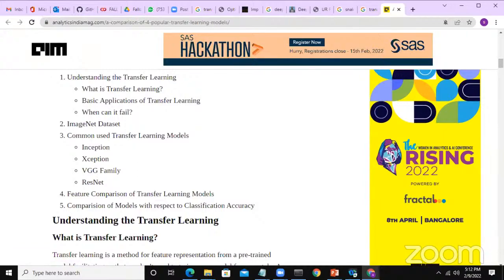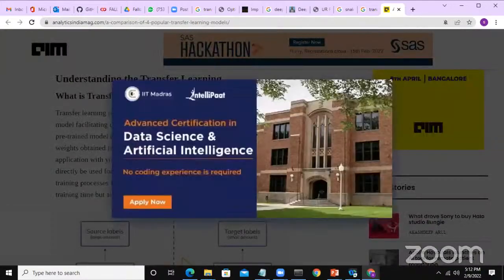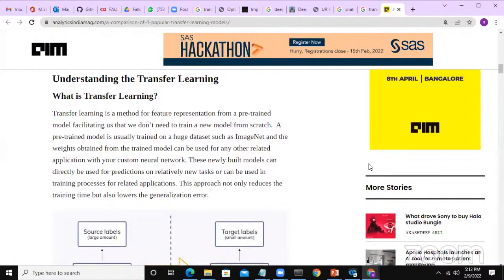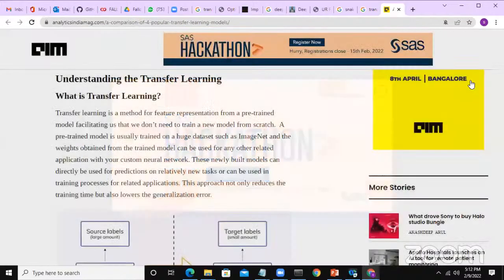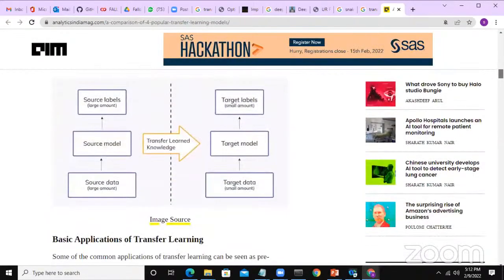As I told you, what is transfer learning? You are trying to take the learnings from one set of data, right? And you are trying to provide it to another set of data because there is a source label and you want to adapt it to the target label, right?